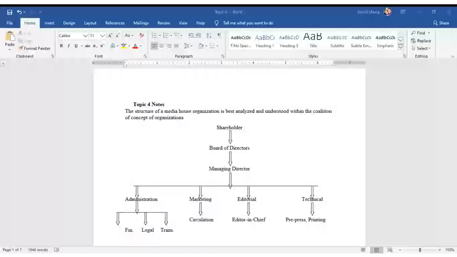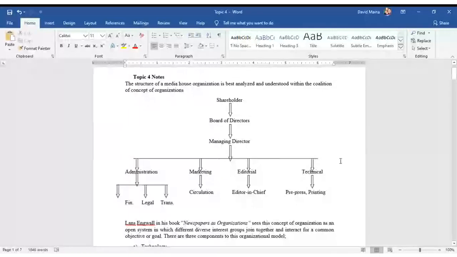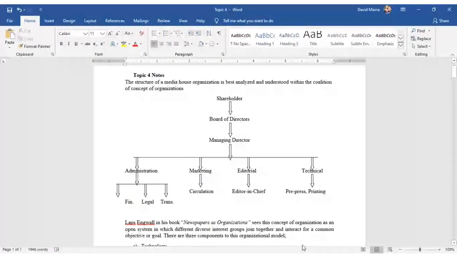Yeah, this one is in your notes. So when you look at that particular structure, most of the organizations in the media, most media houses, look at that. The first thing that you see there is the shareholder.